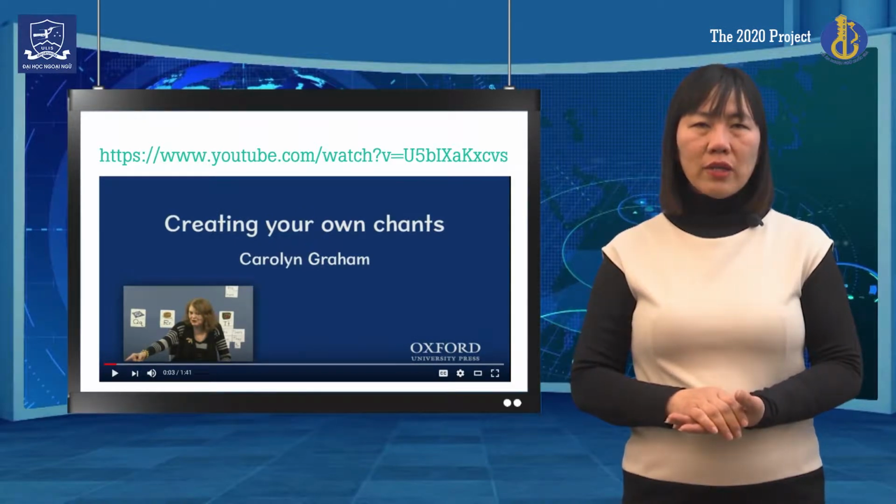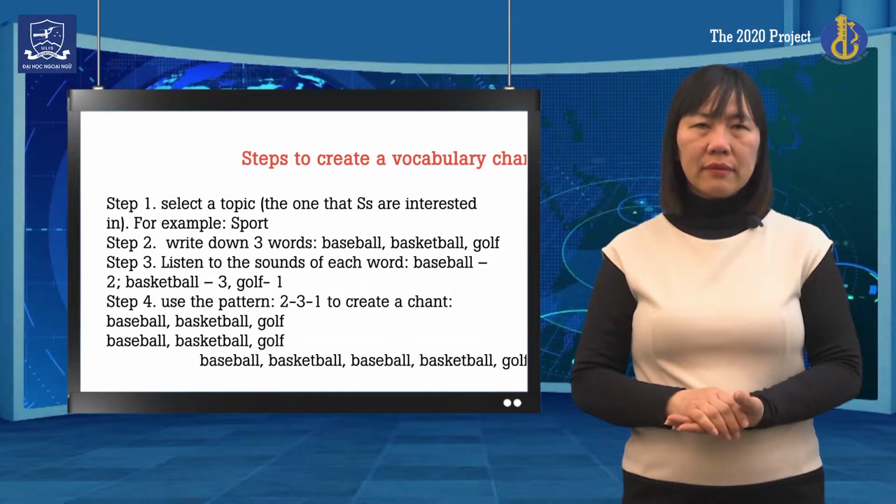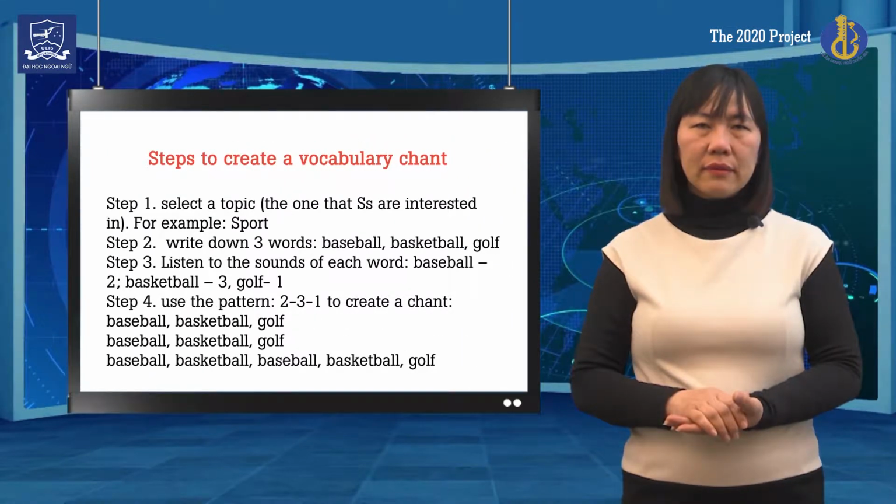Now, let us watch the video talking about how to create a vocabulary chant. As you listen, take notes of the steps. Ready? Let's begin. Select a topic, the one that the children are interested in. For example, sport. Step 2. Write down 3 words: baseball, basketball, golf.